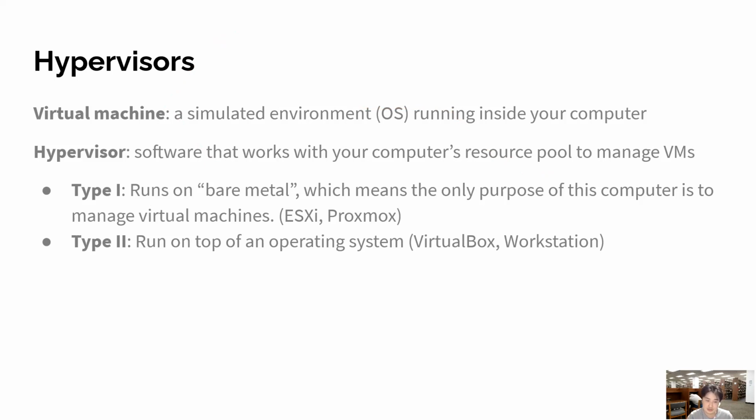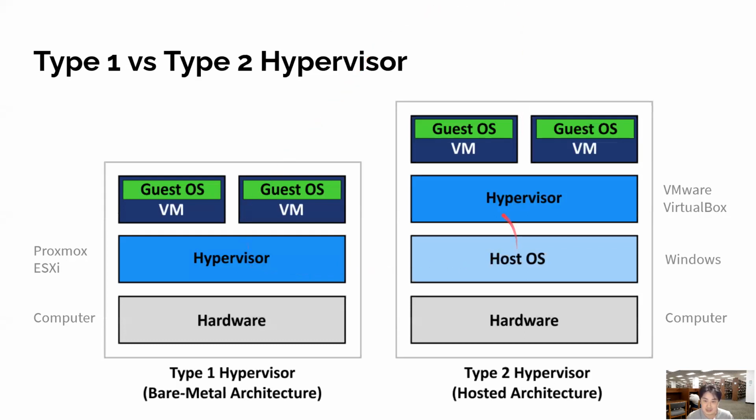Type 2 though is different, because the hypervisor is on top of the operating system. So what I mean by this is this image right here. For type 1, where you have Proxmox or ESXi, you have the hardware and the hypervisor sits right on top of it. So they have full access to this resource pool, and you create VMs that way.